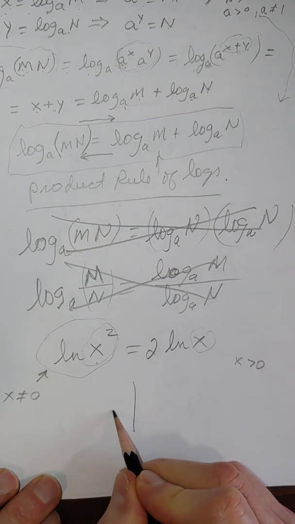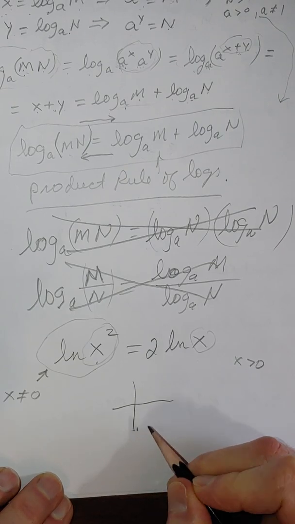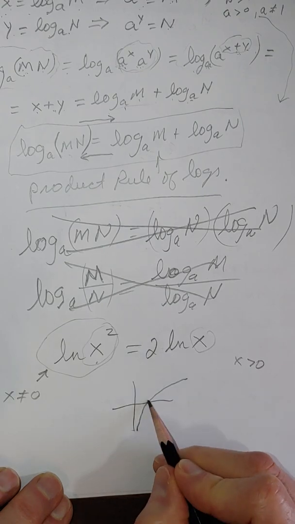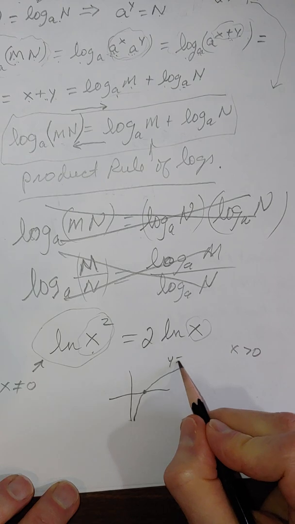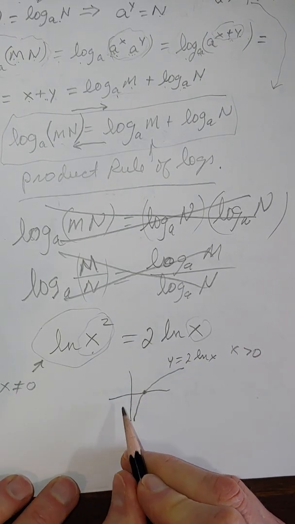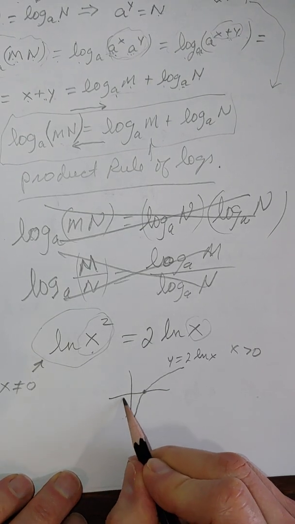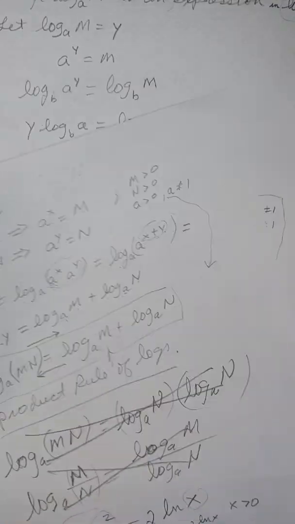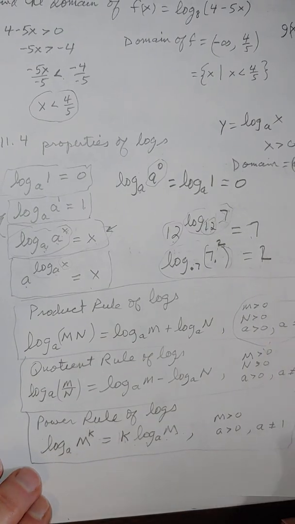So if we graph 2 times ln of x, it looks like this. 2 times ln of x just stretches it away from the x-axis. So this is what y equals 2 times ln of x would look like. This graph, ln of x squared, actually looks like this. It has a part on this side and a part on this side. So that's that graph. It has both of them. But anyway, don't worry about it, just a little warning. Okay, so those are a bunch of properties.